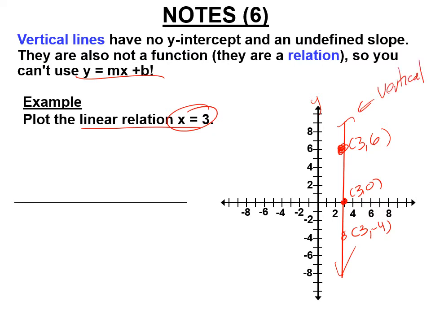This is not a function. It's called a linear relation. Notice it doesn't start with y because it's not a linear function. So whenever you see an equation starting with x, that's a dead giveaway that you have a vertical line.